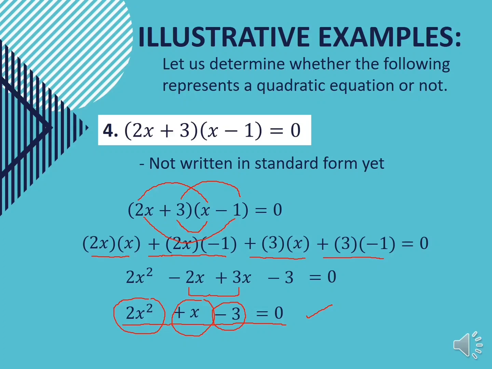Now, let us find a, b, c. Where a is 2. Our b is, okay, 1. May 1 po tayo dito. Ano? Now, how about the constant term? We have negative 3.